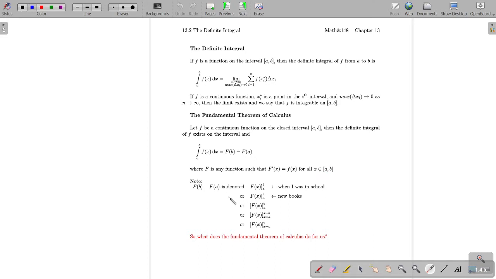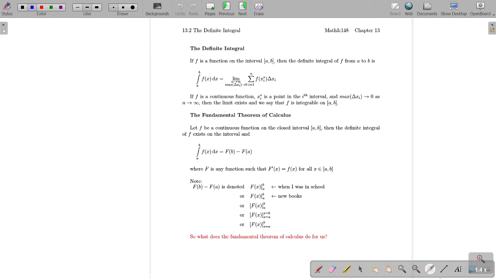Now, I have this here because F of b minus F of a is noted this way. That's the way I was taught in school. Newer books have it with just a straight line. That's actually a bracket. Some books I looked up have brackets on each end. Some have brackets and then have x equals a to b, and then some have it this way.